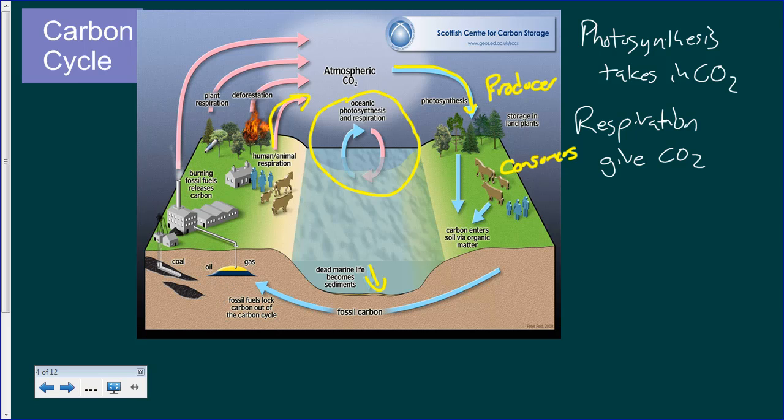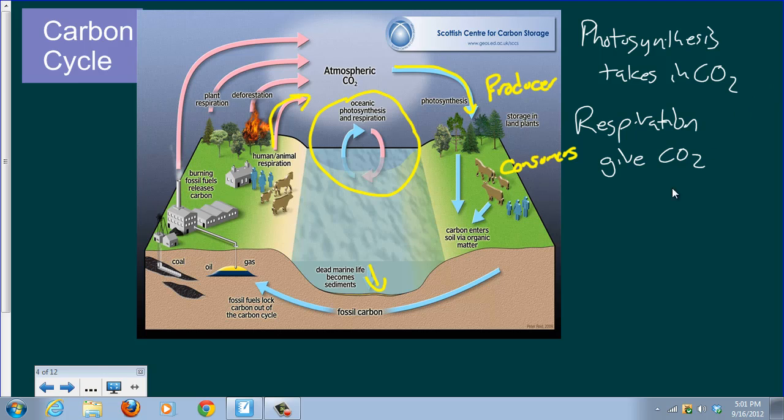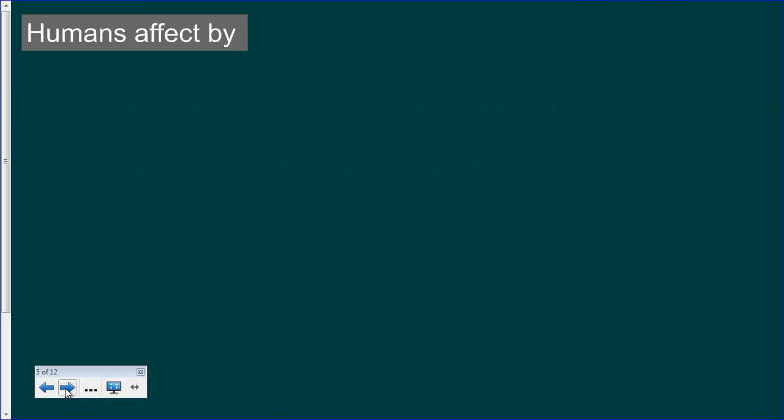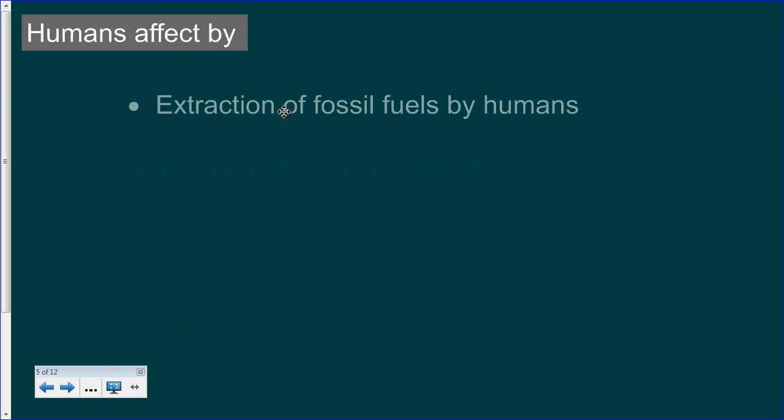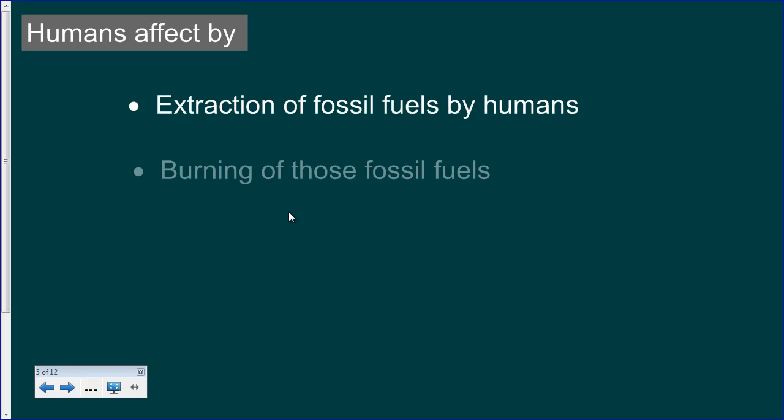Okay, and so there are some other ways that you see here on the graph that humans are going to affect this. A couple of the biggest ways is that we're going to extract fossil fuels, and then of course we're going to burn those fossil fuels. That puts an enormous amount of CO2 back into the atmosphere, because fossil fuels are intensely carbon rich.